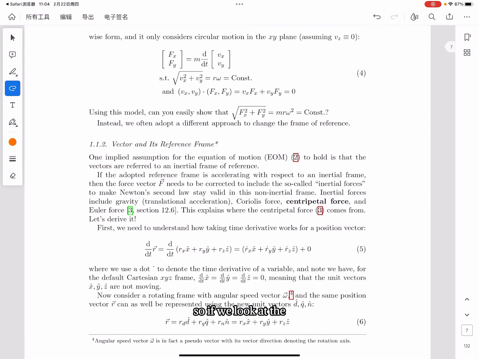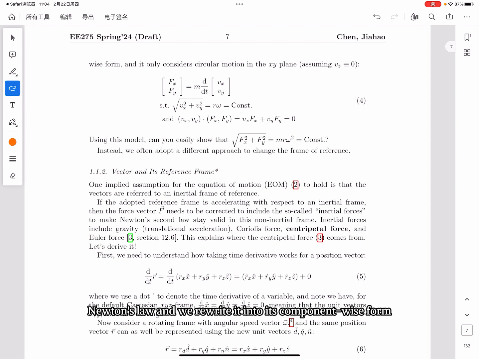If we look at Newton's law and rewrite it into its component-wise form, we have fx, fy equal to the derivative of vx and vy. We can apply a constraint that our point particle is in circular motion at a constant speed. That's why the amplitude of the velocity is constant, and we know that the force and the velocity are orthogonal to each other, so their dot product is 0. But I stop here because I don't know how to proceed.